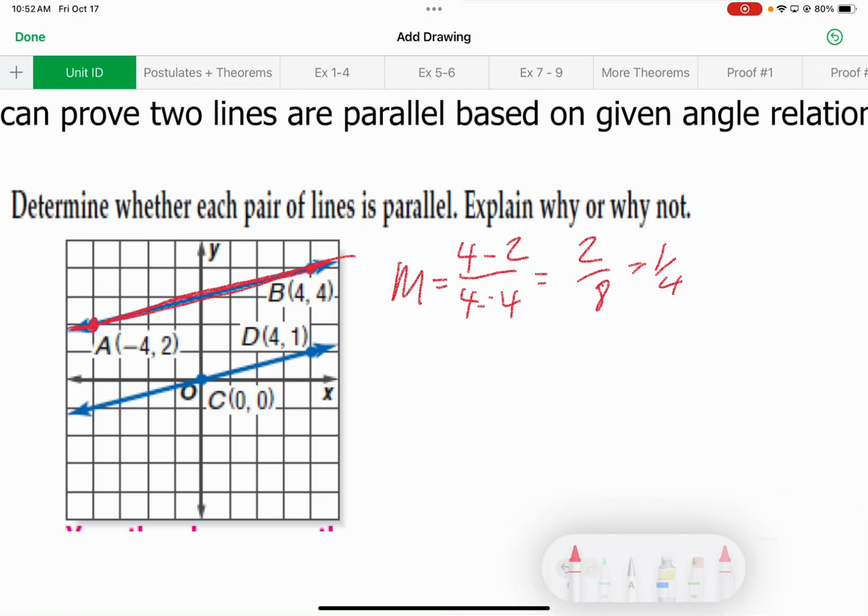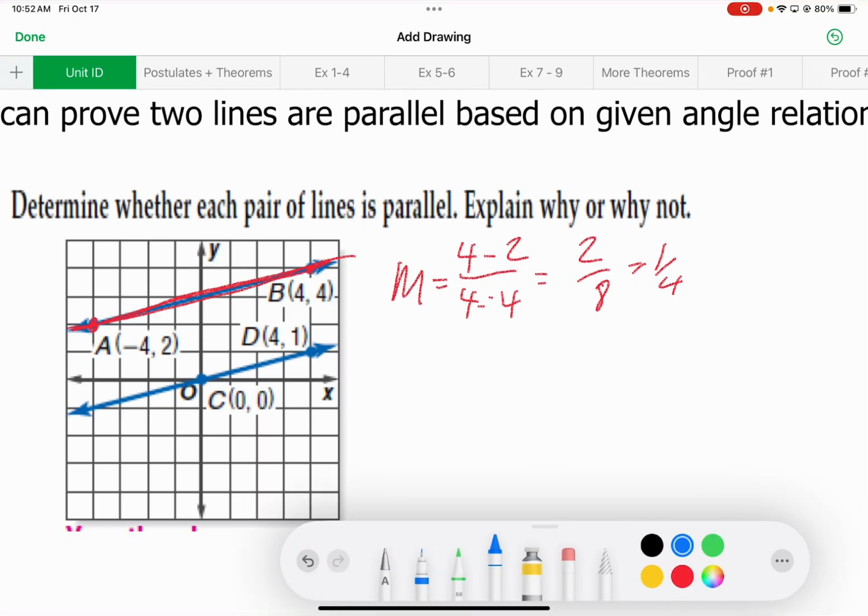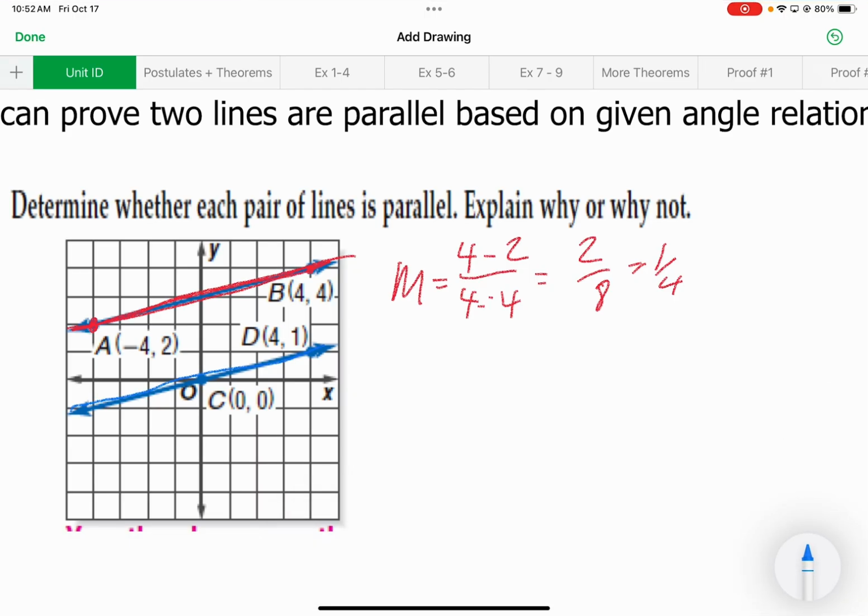Now let's find the slope of this green line, or rather, let's just keep it blue. Now, the 2 points they give me are 0, 0, and 4, 1. Your other option, aside from just using the slope formula, is to just count rise over run, right? So if I just do m equals rise over run, then what is my rise?